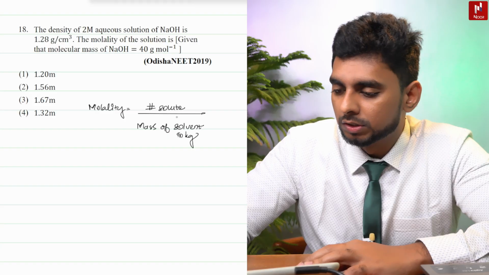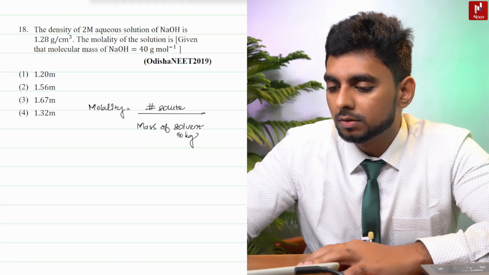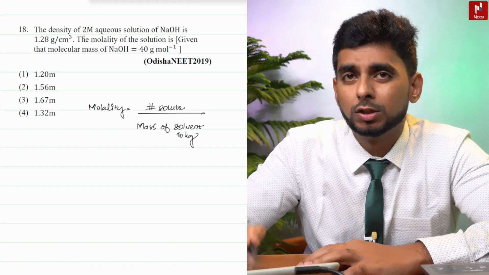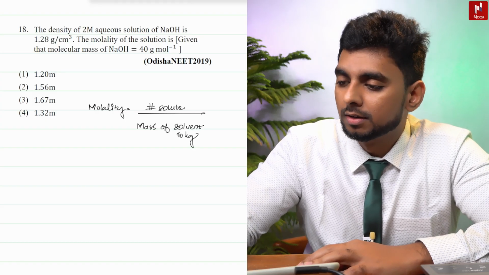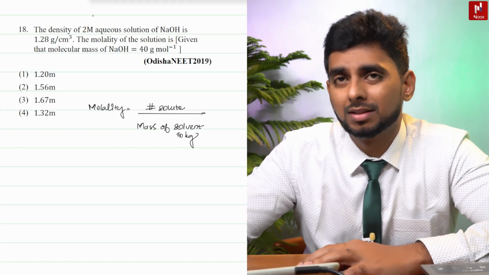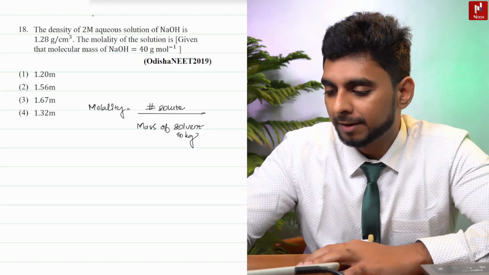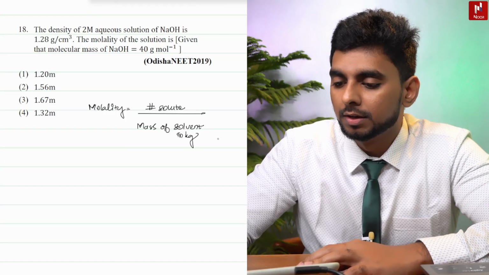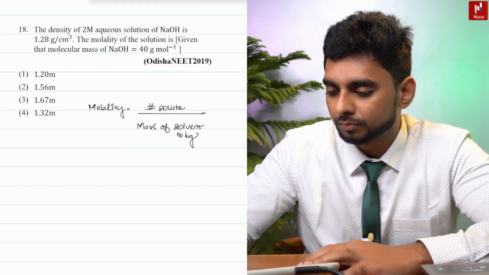Now to get the number of moles of solute, that's super easy. They have given you straight away, which is a 2 molarity solution. Fine. So that will be 2, that I'll be able to put straight away. Only thing that I need to find over here is mass of solvent in kg.